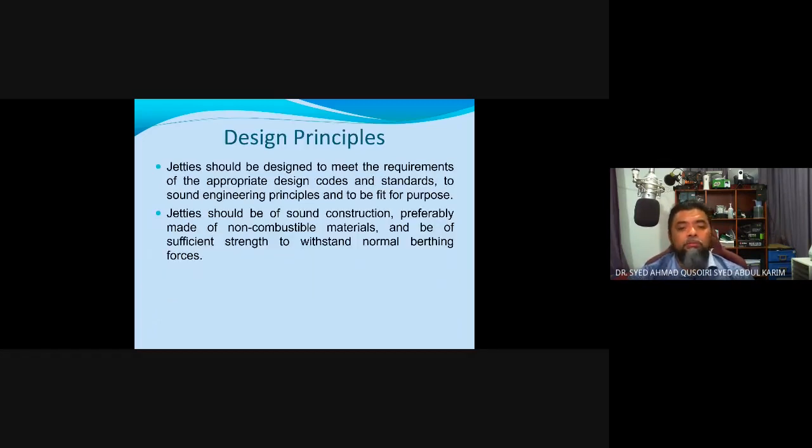So the jetty should meet the requirements of design codes and standards. So it needs to be of sound engineering principles and fit for purpose. It should be made of sound construction, preferably made of non-combustible material and be of sufficient strength to withstand normal berthing process. So berthing is when the vessel starts to come close and be in contact with the jetty.